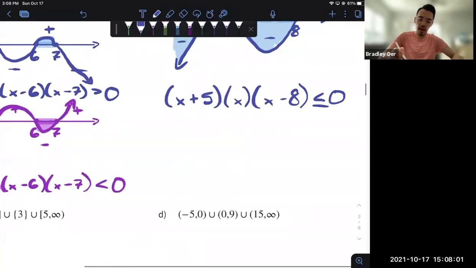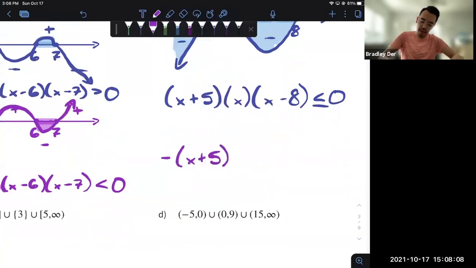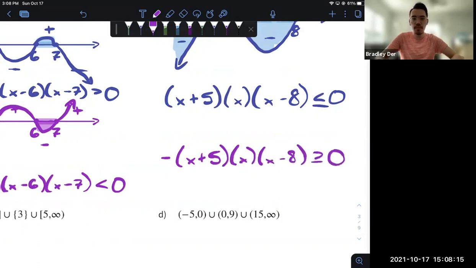Right, and just based on that, if you pick the other direction for your graph, I would expect your answer to be negative x plus 5 times x minus 8 greater than or equal to 0. Right, with other answers being possible if you just commute these factors and move them around.